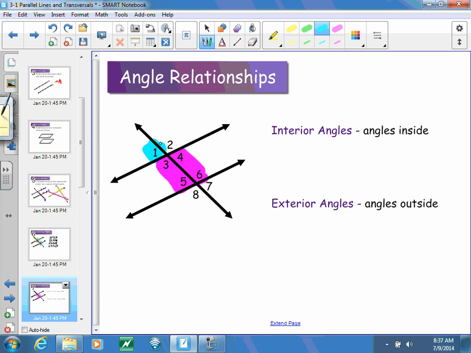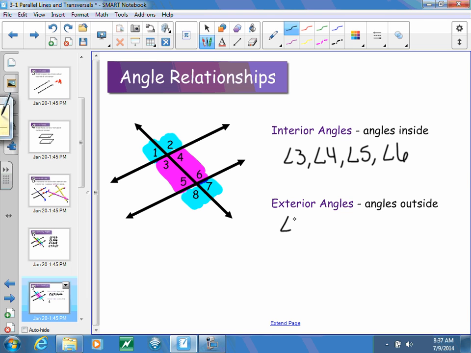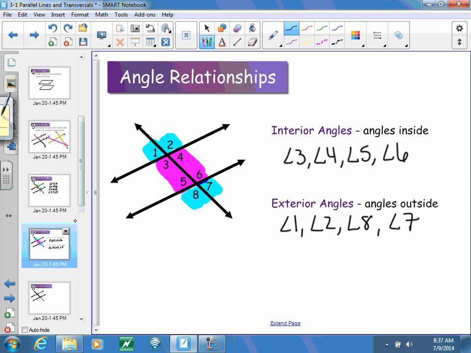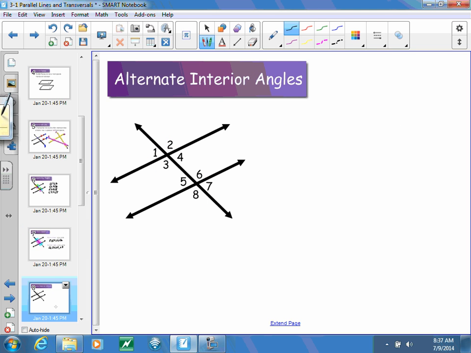Our exterior angles are going to be the ones on the outside, which is going to be angles 1, 2, 8, and 7. So interior angles: angle 3, angle 4, angle 5, and angle 6. Exterior: angle 1, angle 2, angle 8, and angle 7. Knowing what an interior and exterior angle is really important because that's going to get us to our next few terms when we start looking at consecutive interior, alternate exterior, consecutive exterior. So we'll get into that.